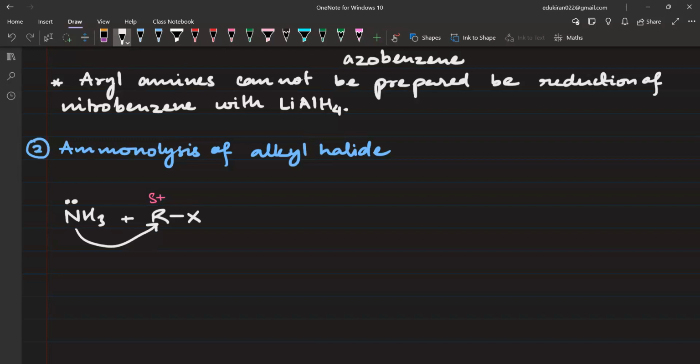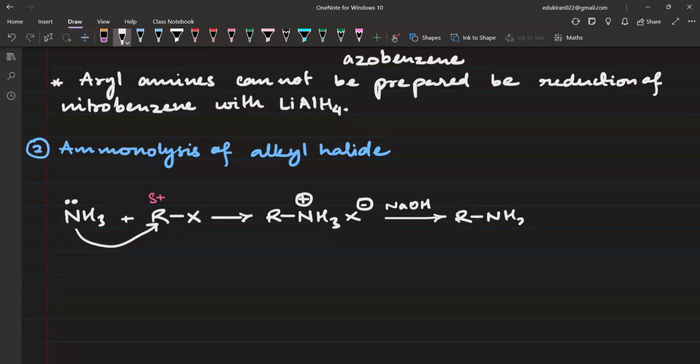As soon as it attacks, the carbon atom will lose the bond with X, and you will get R bonded with NH3 positive and X negative. Now this is a substituted ammonium salt. This is a salt, positive and negative charges are there. When you hydrolyze it in the presence of NaOH, NaX is formed, where X is the halogen, and you will form RNH2 plus H2O and NaX. So in the first step alkyl halide, in the second step we need to add NaOH.